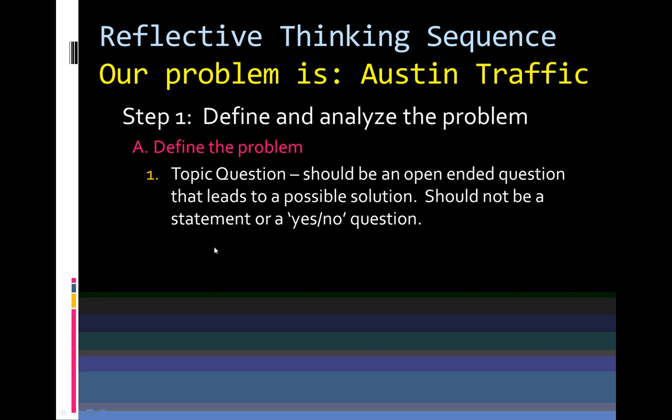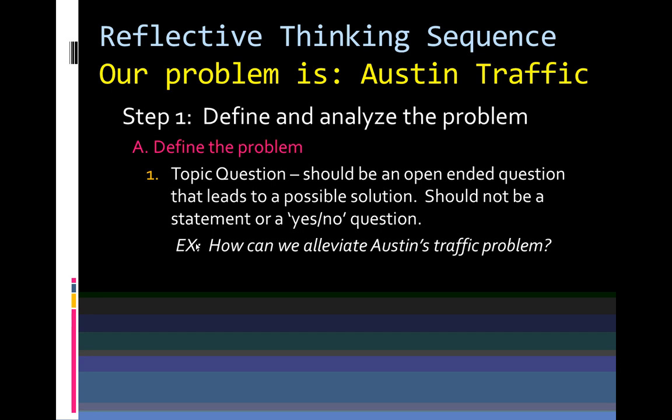It should be open-ended, that causes us to have to come up with possible solutions. So a better question would be, how can we alleviate Austin's traffic problem? Now we need to stay at the meeting and discuss it and come up with some good answers. That's how you know you have a good topic question.